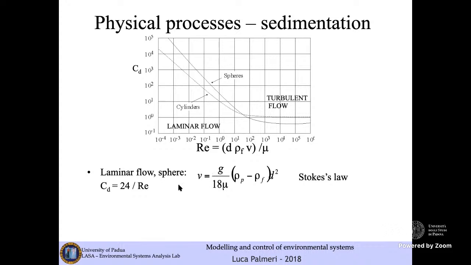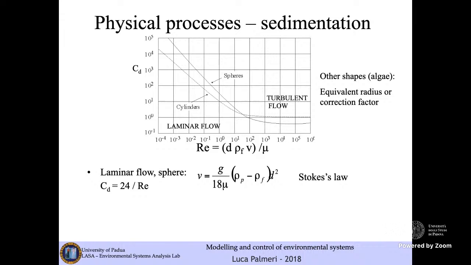And by this assumption, we derive what is called the Stokes law, that you have already seen elsewhere, that says that the settling speed is equal to the acceleration of gravity divided by 18 times the viscosity of the fluid, multiplied by the difference between the density of particles and density of fluid, multiplied by the square of the diameter of a particle. I assume that you have already seen these laws.